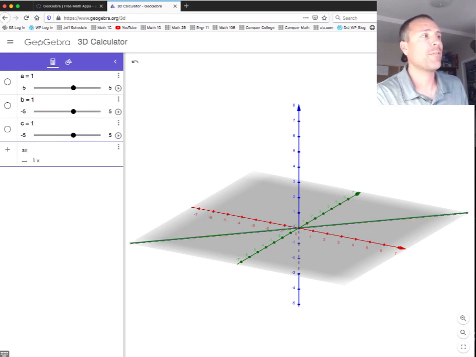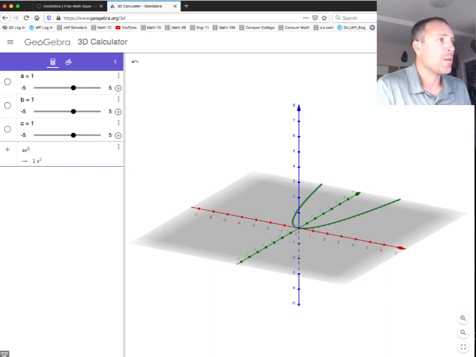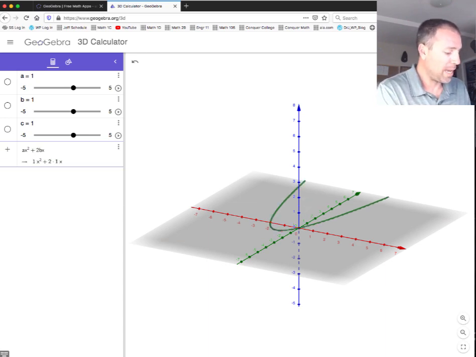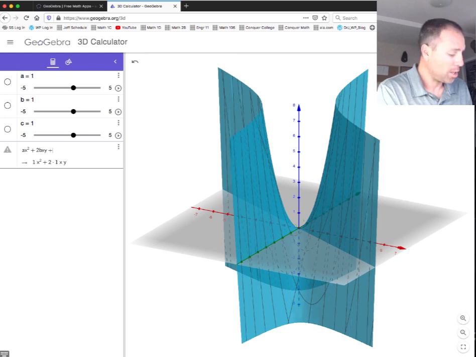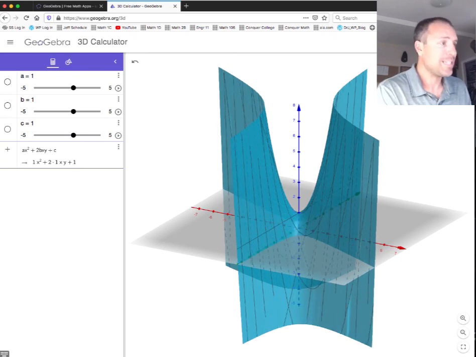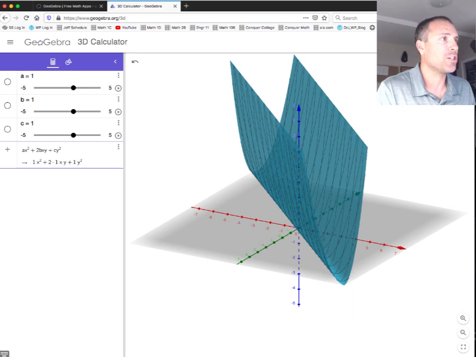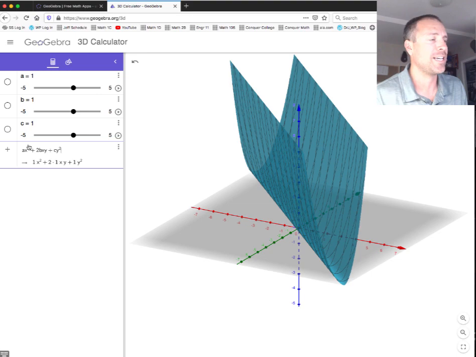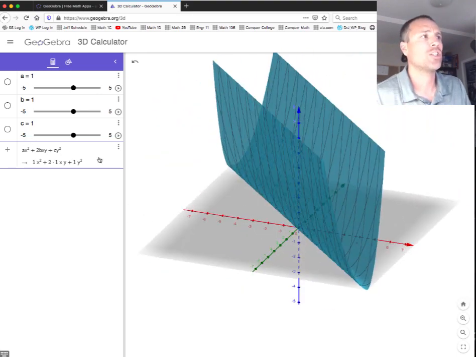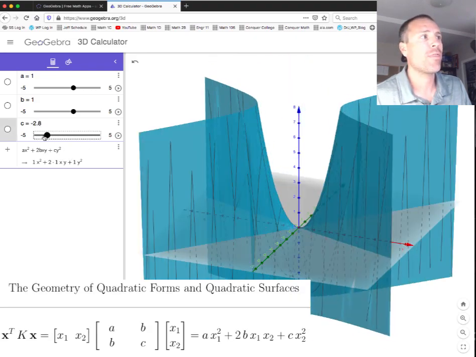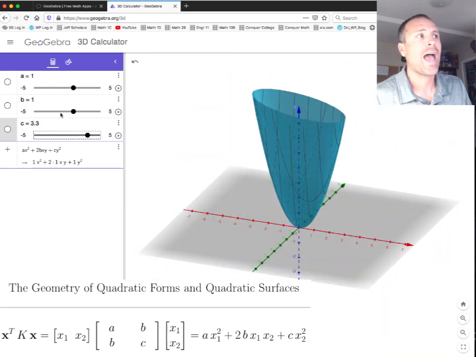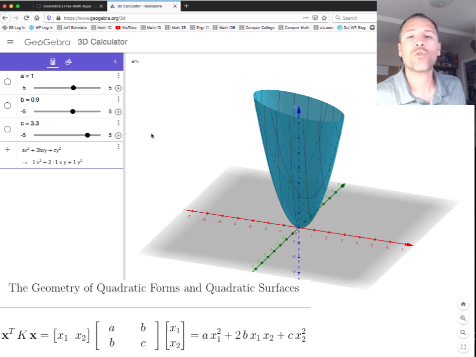Remember, our quadratic form came in the form ax squared plus 2bxy plus cy squared. To do the square, I'm just putting shift caret, so it's shift 6 on my keyboard. Now all of a sudden I have the quadratic surface associated with our quadratic form that we were graphing, and I can start to play with the different values of A, B, and C and how that affects the surface itself.